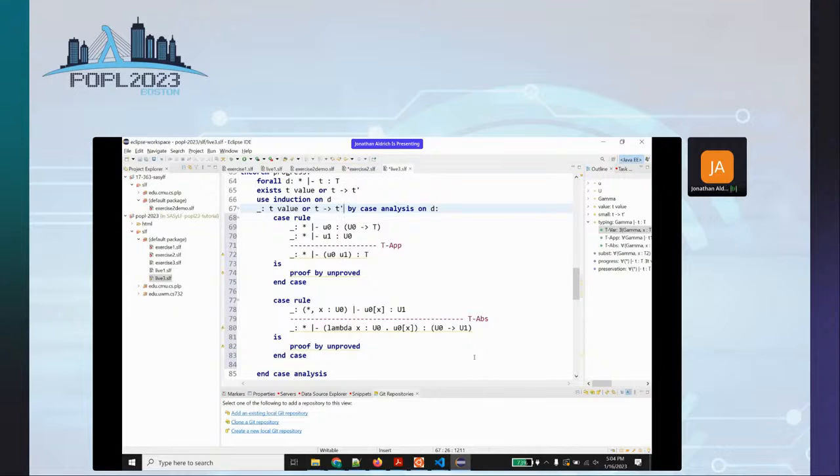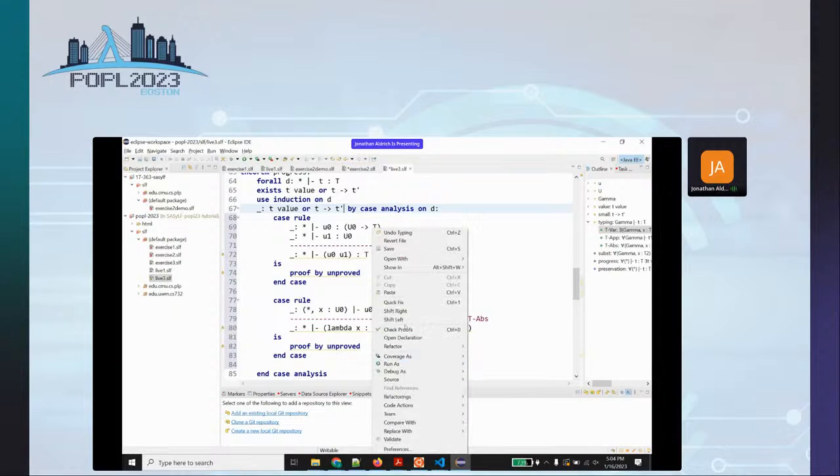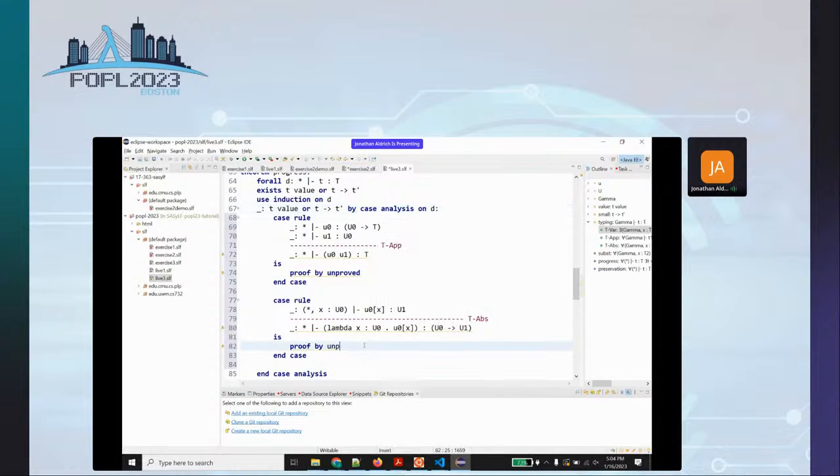Okay, how do we prove the abstraction case? No, it's not by induction. Functions are values. Exactly right. So we need to prove that either this thing is a value or it evaluates. Now, clearly it's a value. I mean, that's on the t-shirt now. So we can say by rule val fn.